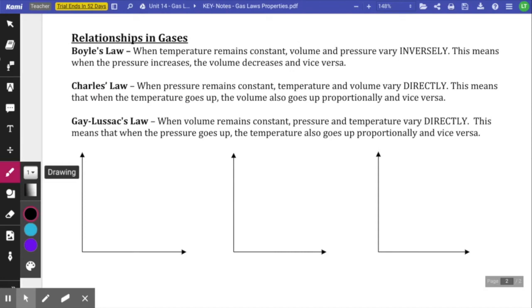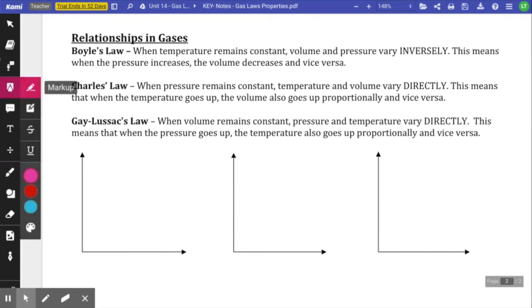All right, guys. So in our last section of videos, we are going to talk about relationships in gases. What happens when I change the temperature? What happens when I change the pressure? What happens to my gas? The first law we're going to look at is Boyle's law.